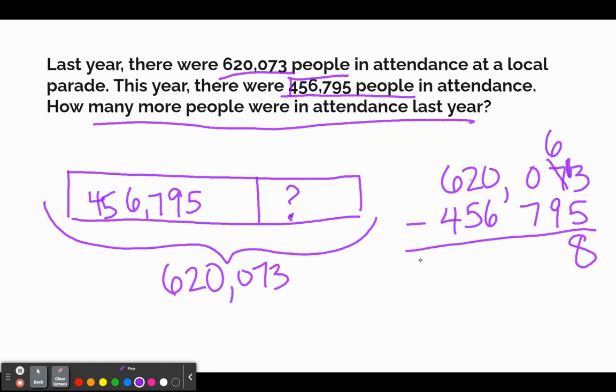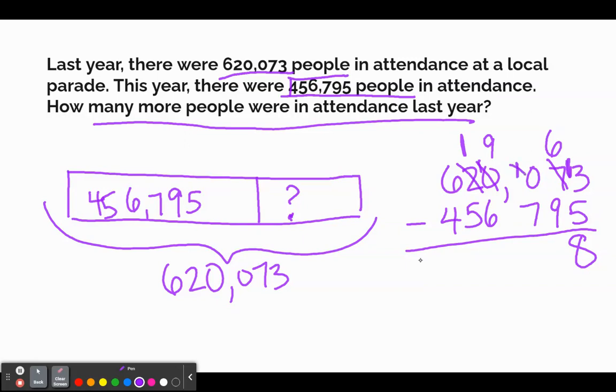So I have one 10,000. I'm going to take one of those 10,000s, and turn it into 10 thousands. Now I need to go to my tens, so I'm going to take one of those thousands. That's going to turn to 9,000s. And then give one of those thousands over to my hundreds.